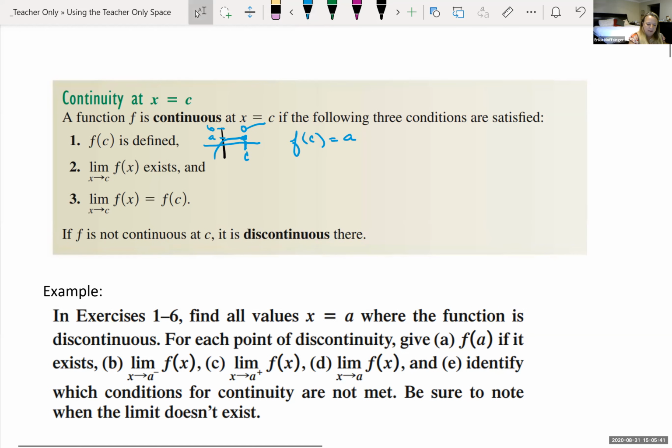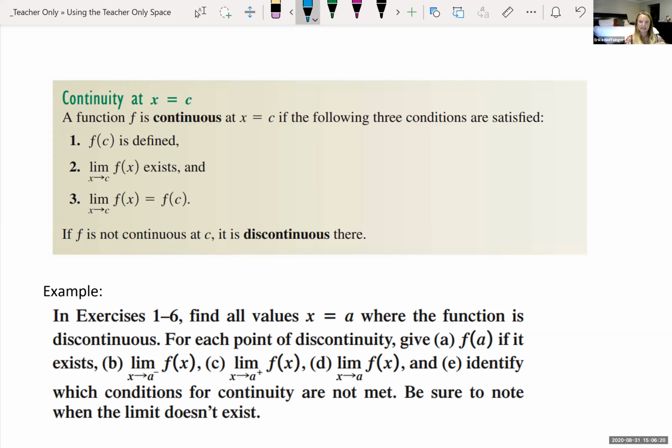If I had had both open circles on both sides there instead, and I didn't have a point above these open circles, then this would be a case where f of c was undefined, and in that case the limit doesn't exist, but that doesn't mean, we saw that limits could exist when it was undefined at a value. But it's not continuous, is what I meant to say. Okay, so see if it's defined.